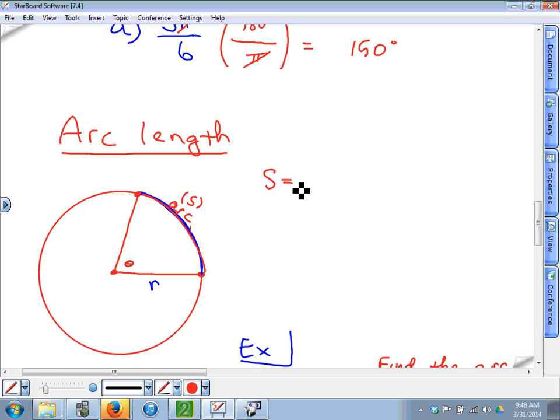S. What does S stand for? Arc length. S is equal to R. What is R? The radius times the angle. That's all it is. It's the radius times the angle. It's pretty easy. Arc length. That's theta, the measure of the angle. But here's where students go quite wrong. Put a little star by this theta symbol. Theta must, and underline must, be in radians.